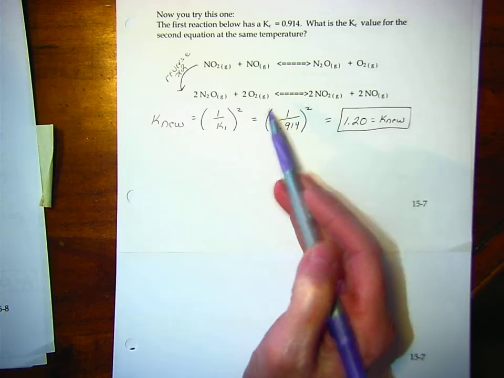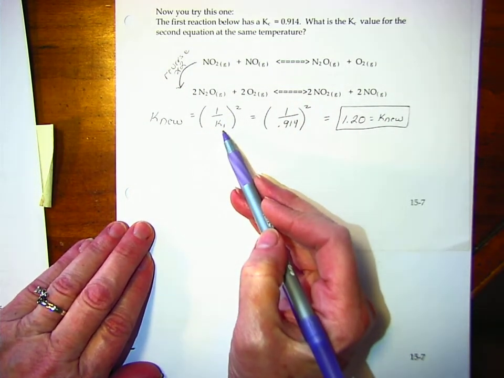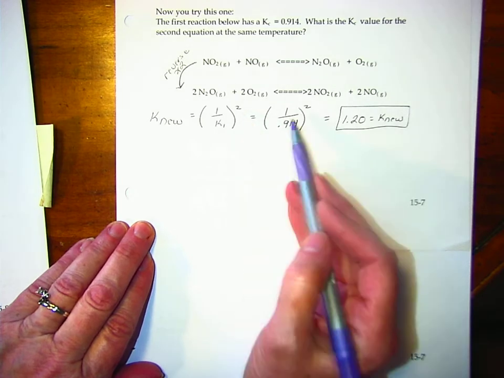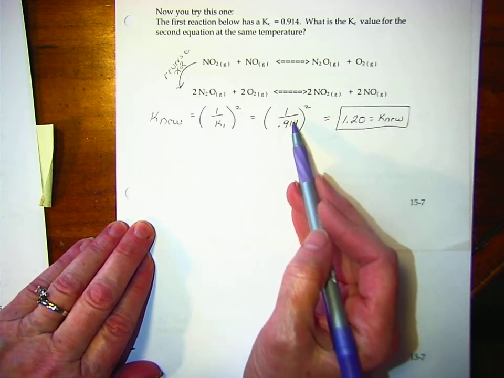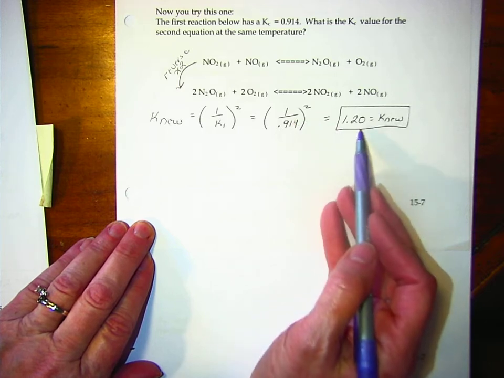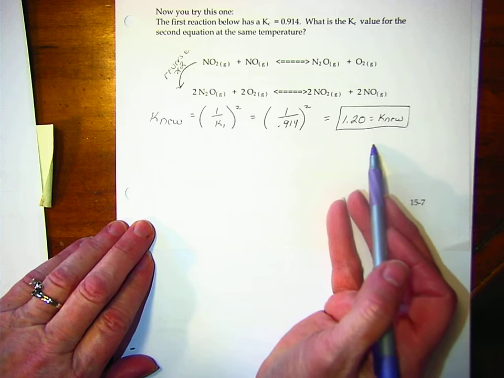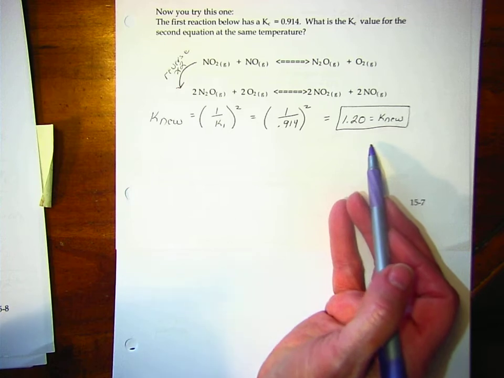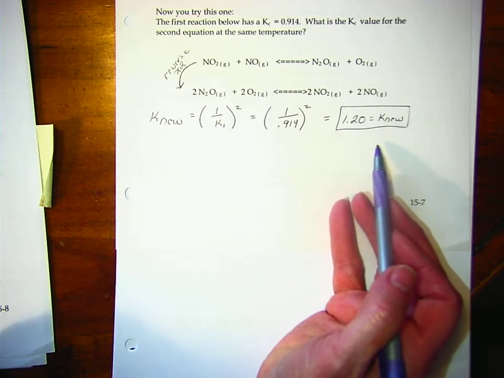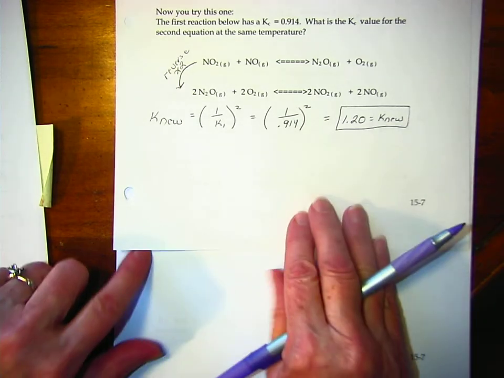So to get the new K value, we take the reciprocal, 1 over my original K1, and then we square it. So it's 1 divided by 0.914, the quantity squared, and we get 1.20, and that's our new K value. So you should be able to manipulate these equations around as you multiply by coefficients, add equations, or reverse the equations. And that'll be something we're going to play with over the next 3 chapters.